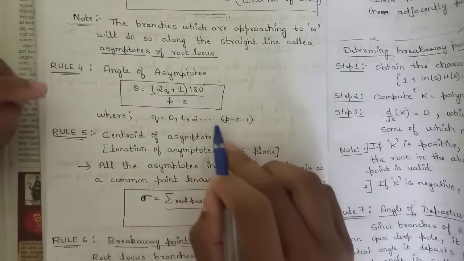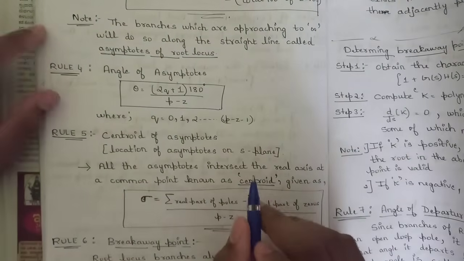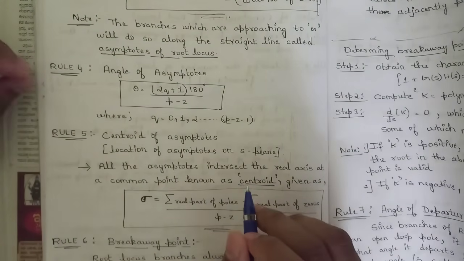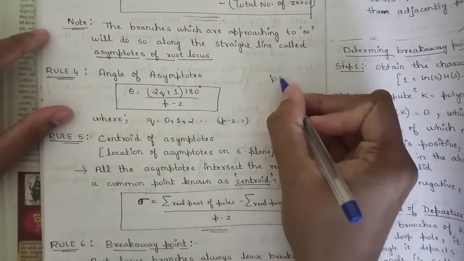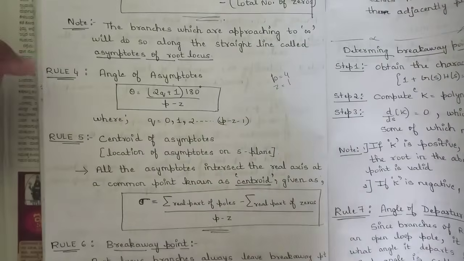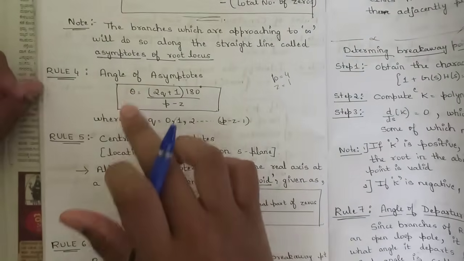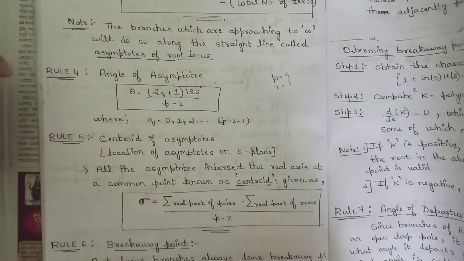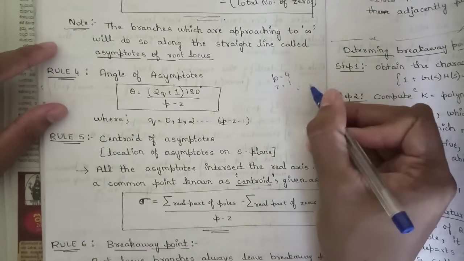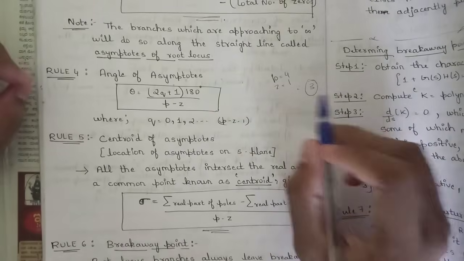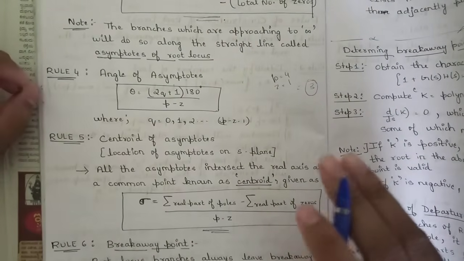Now, what is this p minus z minus 1? Let's see this with an example. Suppose we have the number of poles as 4 and the number of zeros as 1. To calculate the values of q, we need to know how many angles the angle of asymptotes makes. First, let's see the total number of asymptotes: total number of poles minus total number of zeros, which is 3. If we get 3 asymptotes, we must get 3 angles for those asymptotes.